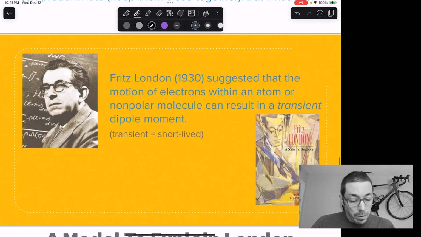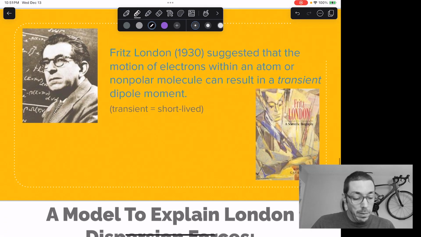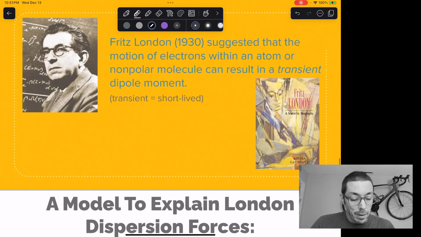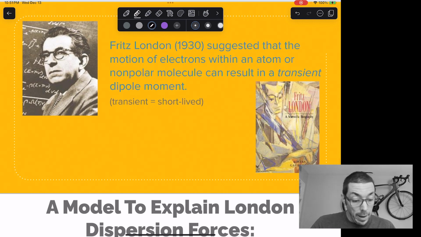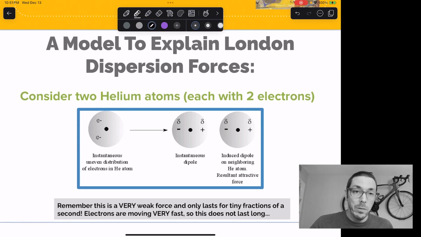Back in 1930, Fritz London suggested that the motion of electrons inside an atom or a non-polar molecule could result in very, very short lasting dipole moments. What on earth is that? I'll show you. So let's say we've got a helium atom. Helium has 2 electrons. So this is going to be a really easy example here.